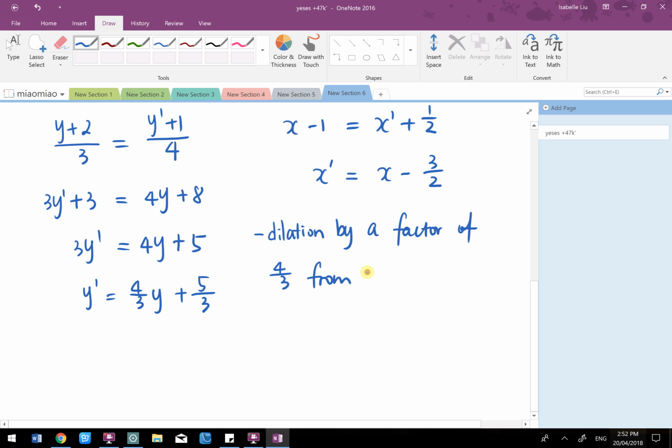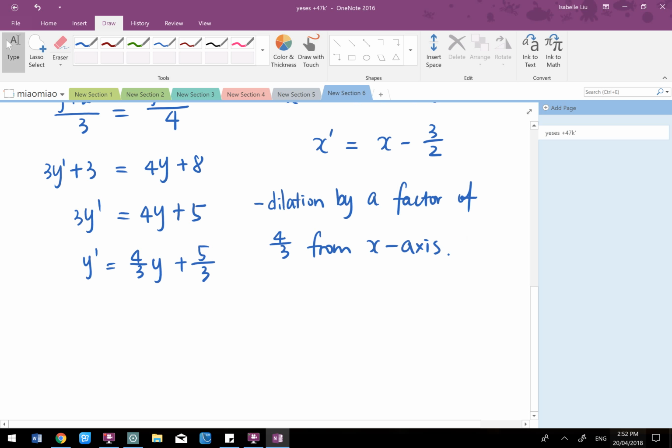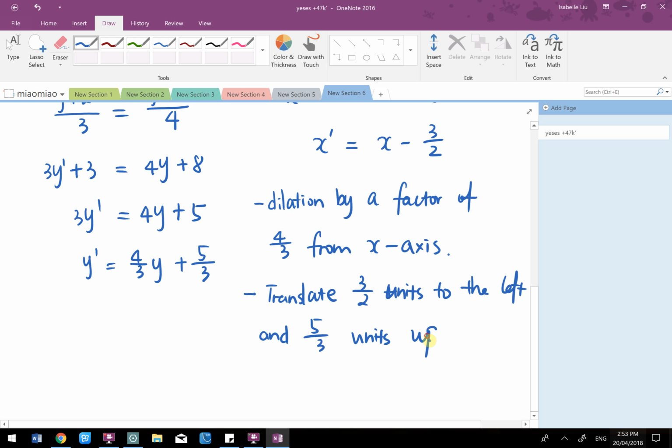Okay, DRT order. Dilation by a factor of 4 over 3 from the x-axis. No reflection. Translate 3 over 2 units to the left and 5 over 3 units up. So there's no reflection, so it's only dilation and translation.